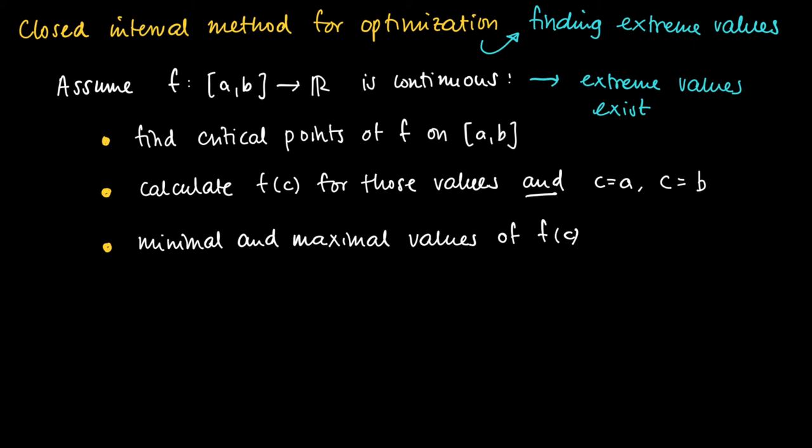Now the minimum and maximum values, or the absolute minimum and absolute maximum values of f(c), are just the extreme values. We just calculate it. So we just compare all those numbers and we take the maximum value as the absolute maximum of the function, and the minimum value in the former step gives a reason to believe that this is the absolute minimum of the function.